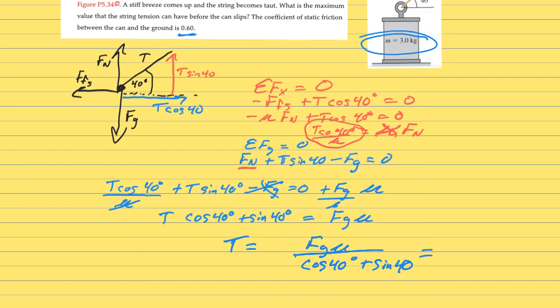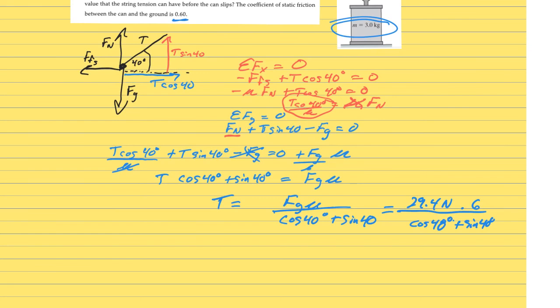And my force of gravity is going to be 3 times, I don't know why I'm going to use 9.8 because I've been doing a lab. 3 times 9.8, and I get 29.4 newtons. And my mu is 0.6, and all of that is over cosine of 40 degrees plus sine of 40 degrees. I already had 29.4, multiply that by 0.6, so I get T equals 17.64 newtons.